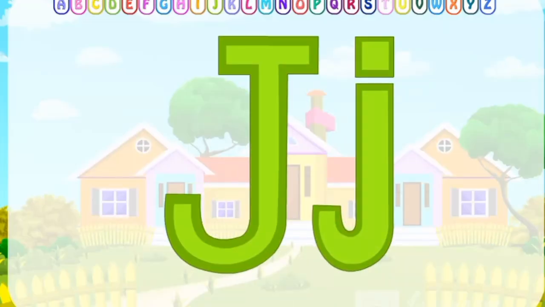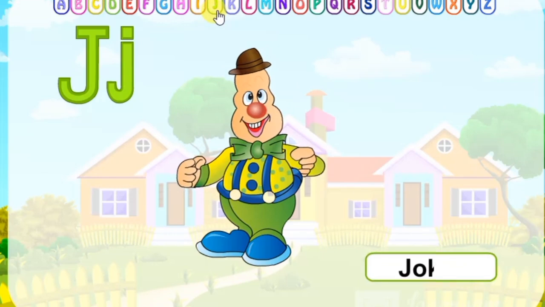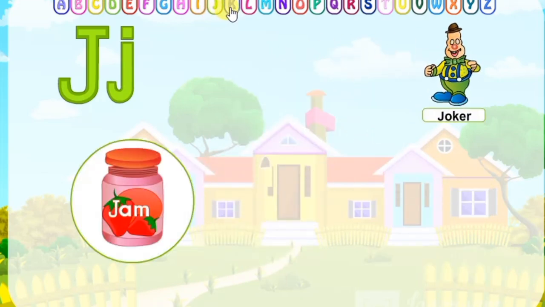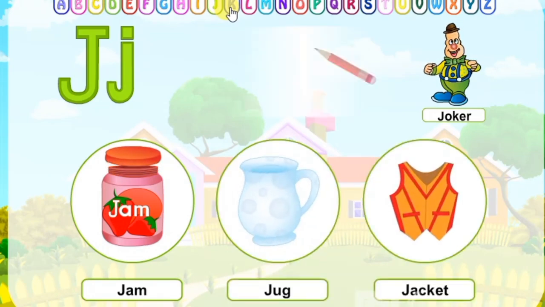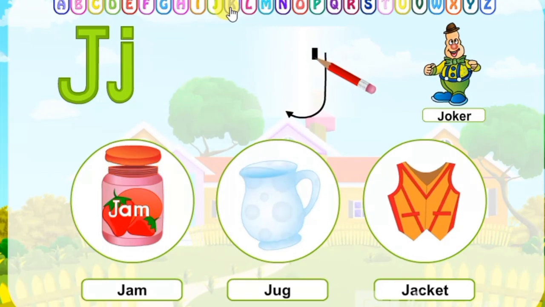J. Joker, jam, jug, jacket. Join the dots to make J.